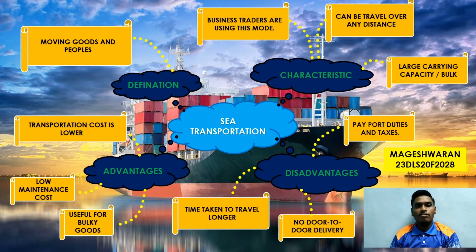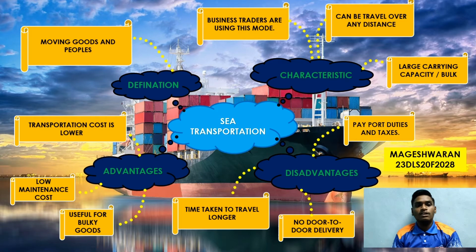The advantage of this transportation is that the cost is low compared to others. We can ship large volumes at low cost. Maintenance cost is low for this mode. Maintenance cost in rail and road transportation is quite high compared to this mode. Sea transportation is useful for bulky goods. Heavy and bulky goods can be transferred easily through water transport.